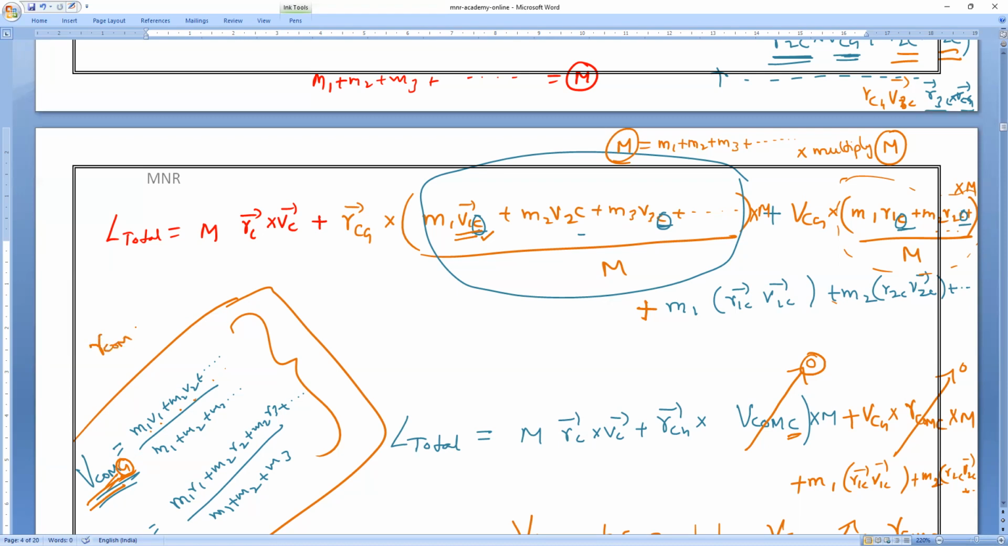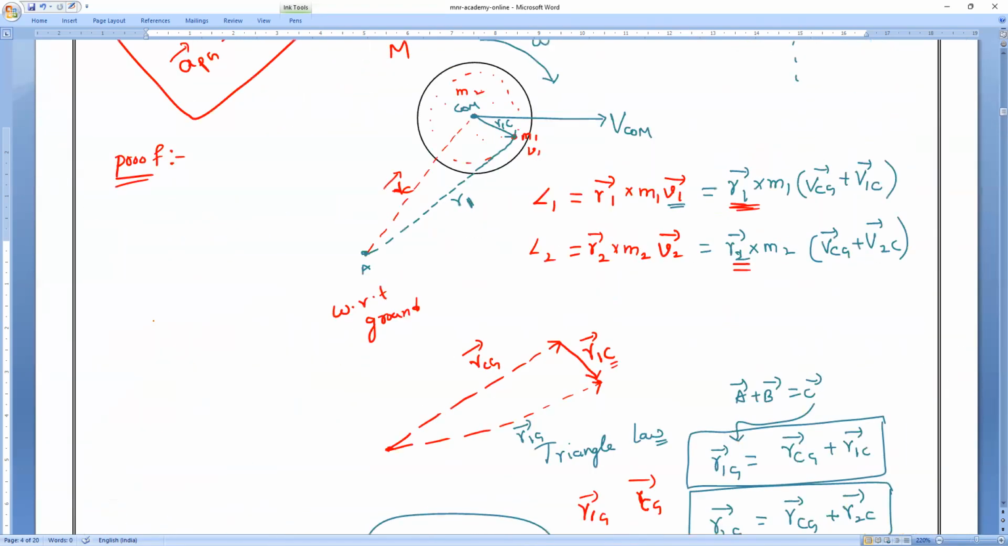And in the same way, R of the center of mass with respect to ground exists. R_COM with respect to ground exists. But R_C with respect to C does not exist. Are you clear? Which will be 0. Understand, everyone? So that is the reason it is equal to 0.